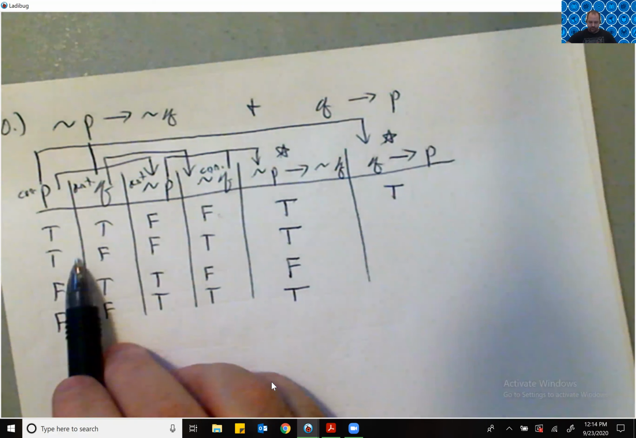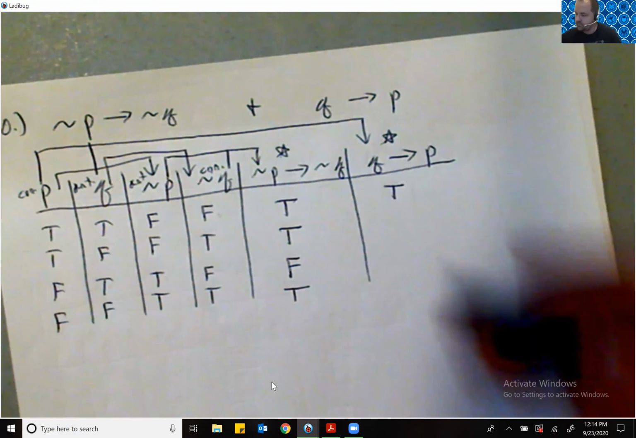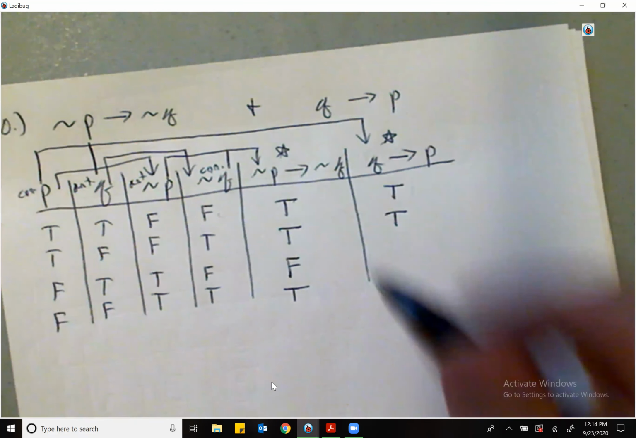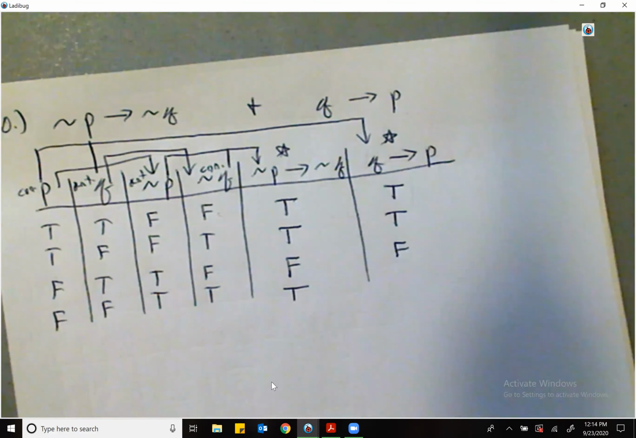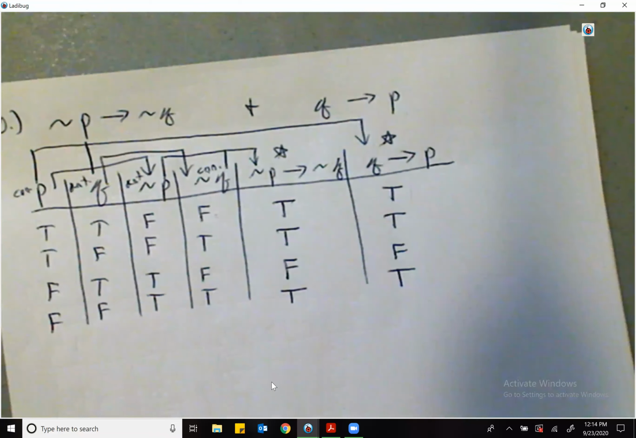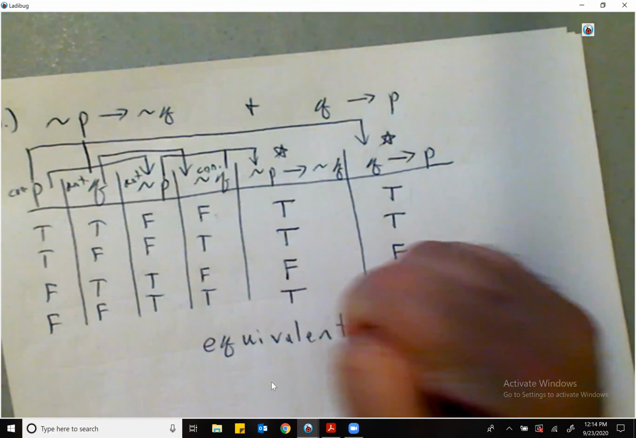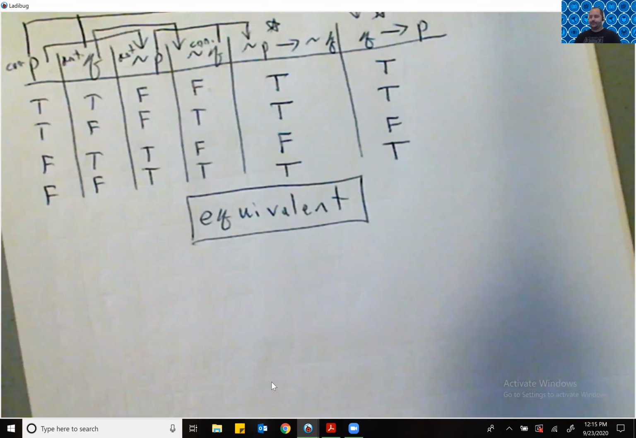False to true would also be true. Yes. True to false is false. There's your false one. And false to false is true. Okay. Do these two columns match 100%? Yep. Then they are equivalent. Cool beans? All right.